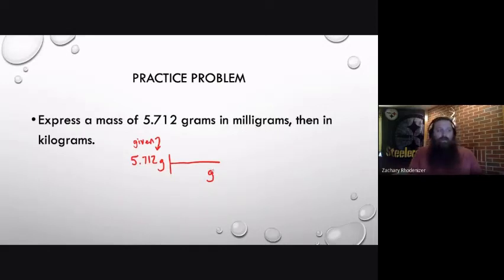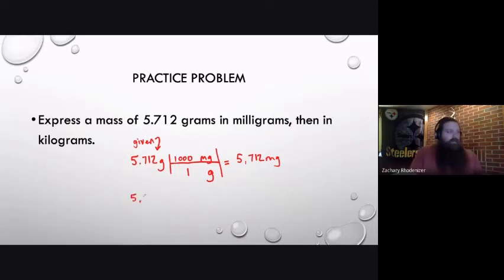Well, if it's a base unit, it can go to any prefix. So grams up to milligrams is no problem. That's a one bracket problem. 1 gram has 1,000 milligrams in it. I don't need a calculator for this. I just need to move my decimal. So 5,712 milligrams.